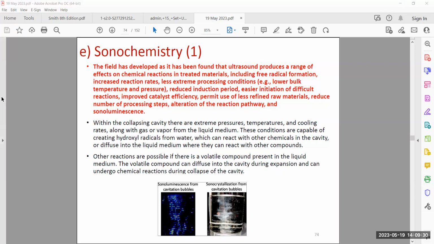Okay, but what does it look like? Basically, it gives out something like this. So sonoluminescence from cavitation bubbles can look something like this, and of course, using ultrasound, we can also produce what we call sonocrystallization. Okay.